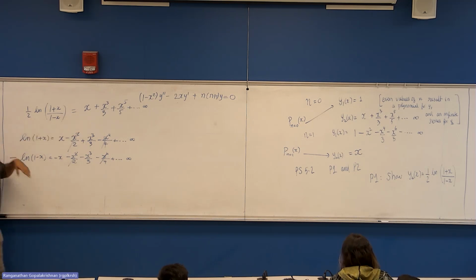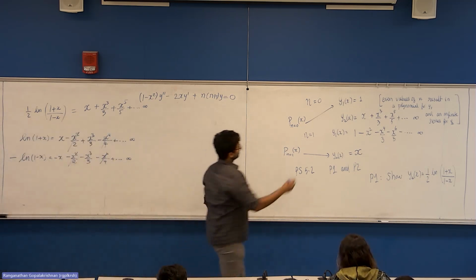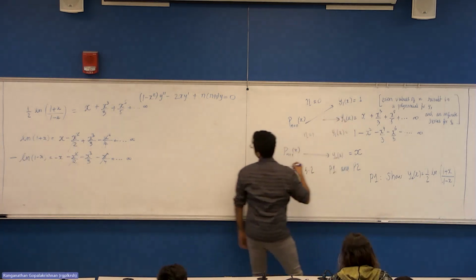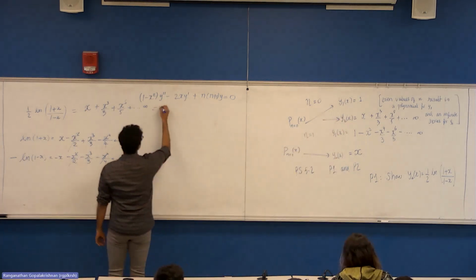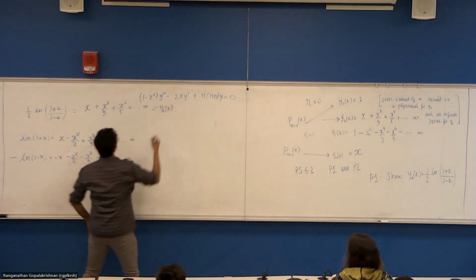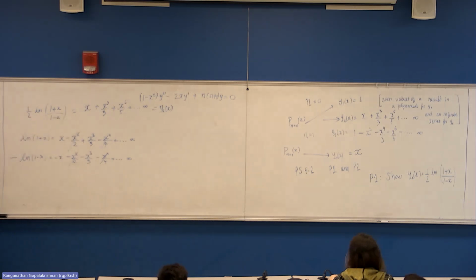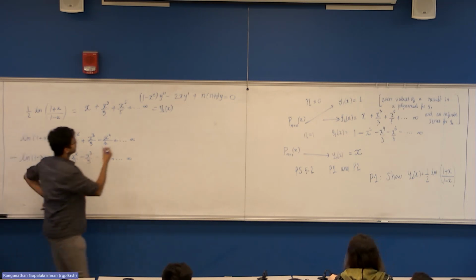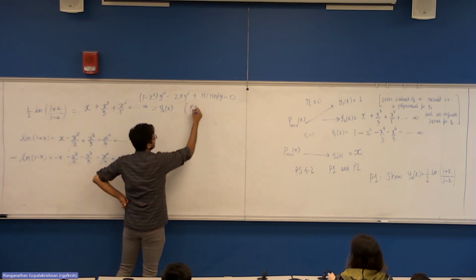Which you can directly identify as y2. This is y2 of x. You can directly see it's the same as y2 of x. That was problem 1, to show this is equal to y2 of x.